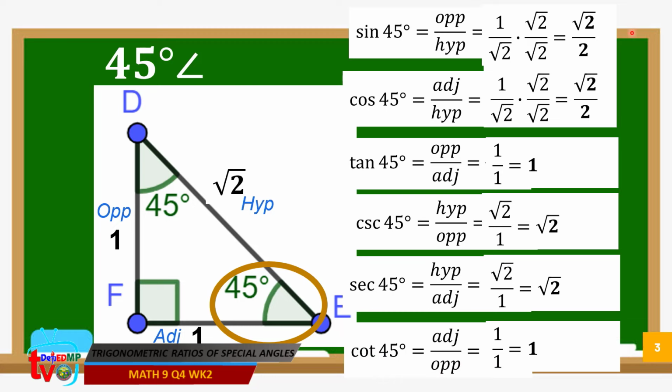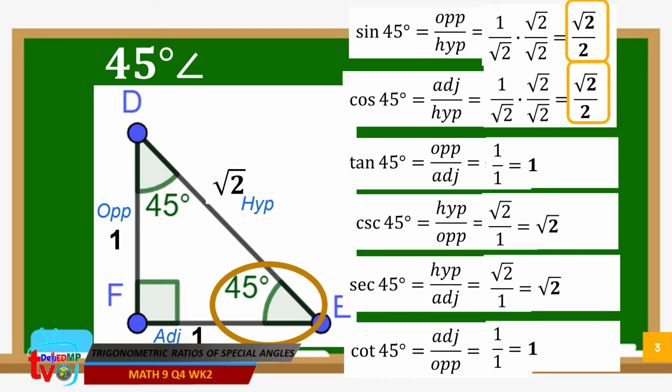So there we have the 6 trigonometric ratios of a 45 degree angle. Let us notice that the sine and cosine ratios are the same, the tangent and cotangent ratios are the same, and the cosecant and secant ratios are the same. So, what trigonometric ratios of a 45 degree angle have a value of square root of 2 over 2? Well done! They are sine and cosine ratios.